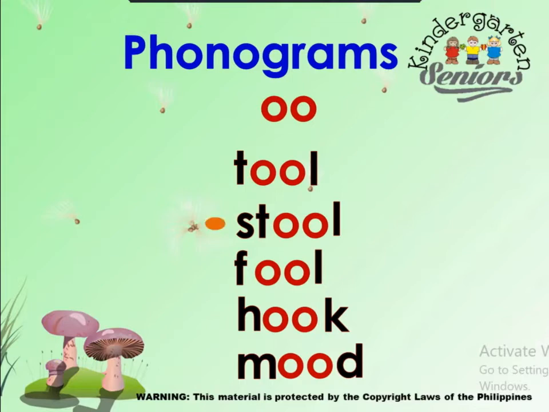Tool. Stool. Fool. Hook. Mood. Say it. Mood. Next time we will read it again. This time starting from the top. Go. Tool. Stool. Fool. Hook. Mood. Alright, copy this in your English notebook.